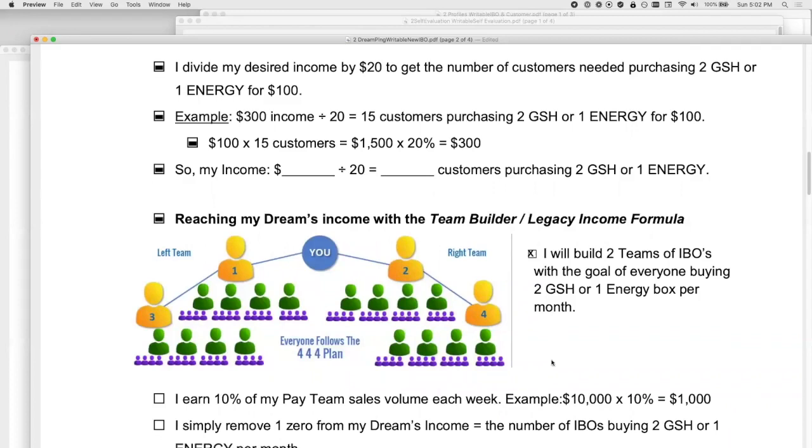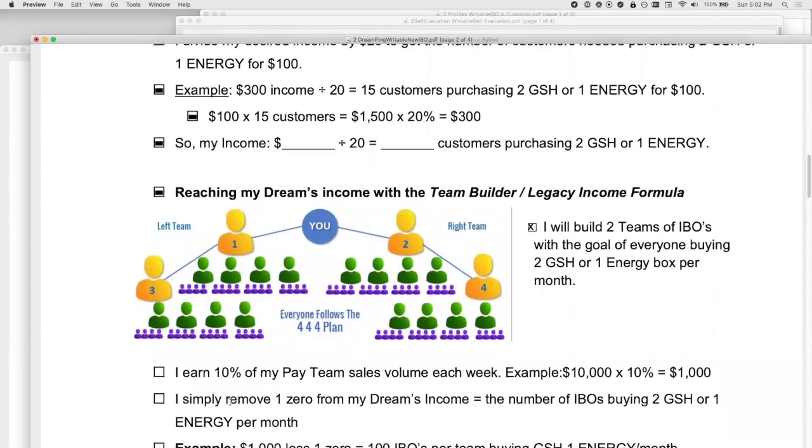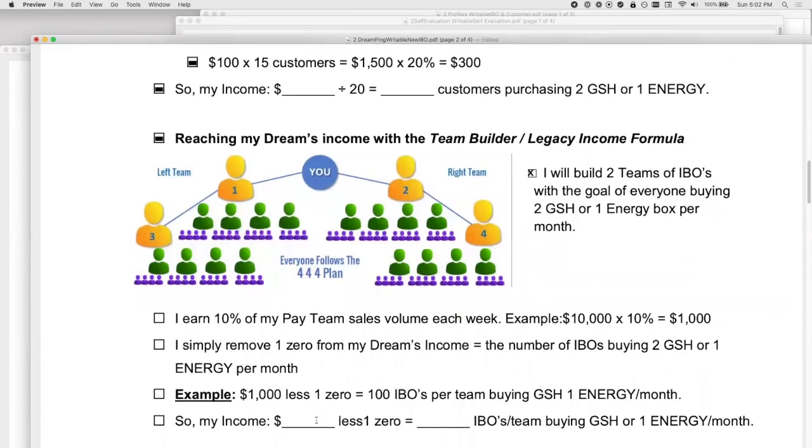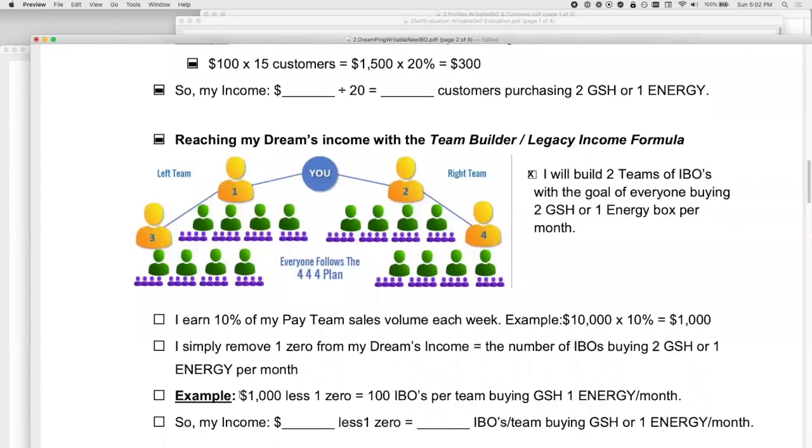Now, this is the simple math. If you simply remove 1 zero from your dream income, that will equal the number of IBOs buying 2 GSH or 1 energy per month. So this is what that looks like. Here's the example. They want to earn $1,000. You take off 1 zero, that means you have to have 100 IBOs on each team, on your right team and your left team, buying 2 GSH or 1 energy per month.